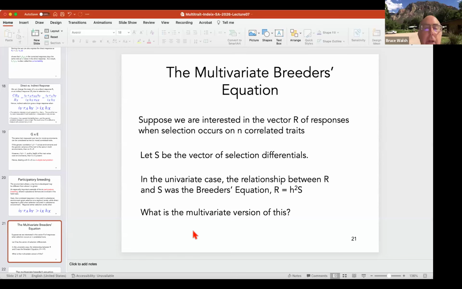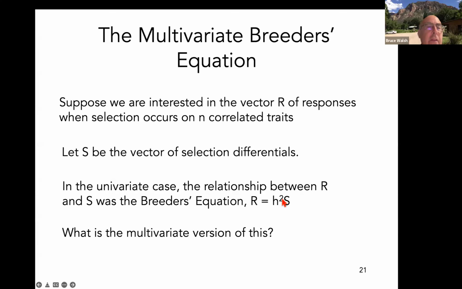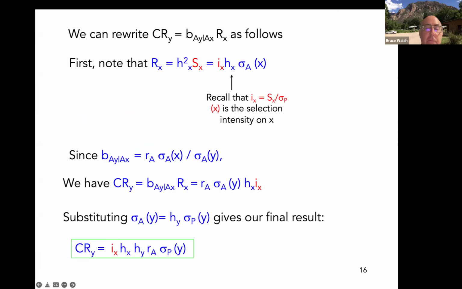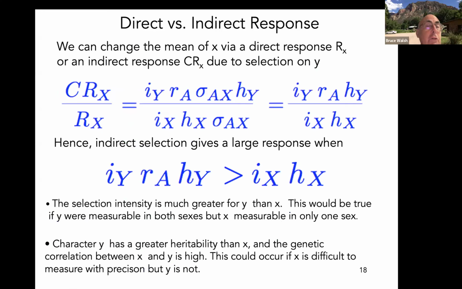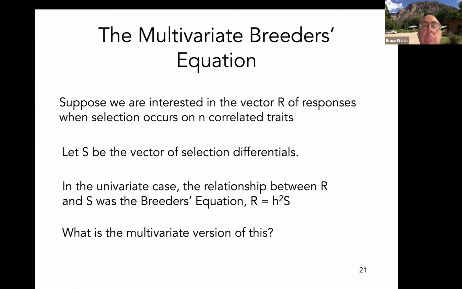Now, the good news is, you might think, given how complicated expressions like this look, right? That's a complicated expression. And that's for what appears to be a simple case. I know I select on X, what happens to Y? Well, what happens when I have a whole bunch of things that I don't know how I selected? I just look at changes. How can I interpret those? The answer is very simple. It's the multivariate Breeder's equation.